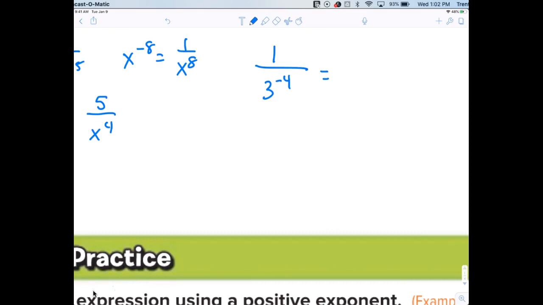Well, yes, you're right. It is 81, but I don't care that 3 to the 4th is 81. I want to know what it is as an exponent. 3 to the 4th. Yes, 3 to the 4th power. Now, why is that? Because, again, see how this is a negative exponent. It's on the bottom, right? So we move it to the what? Top. And we make the exponent a positive.